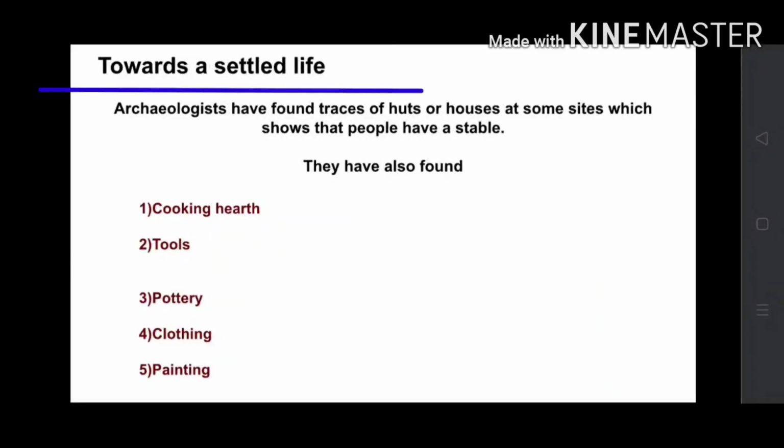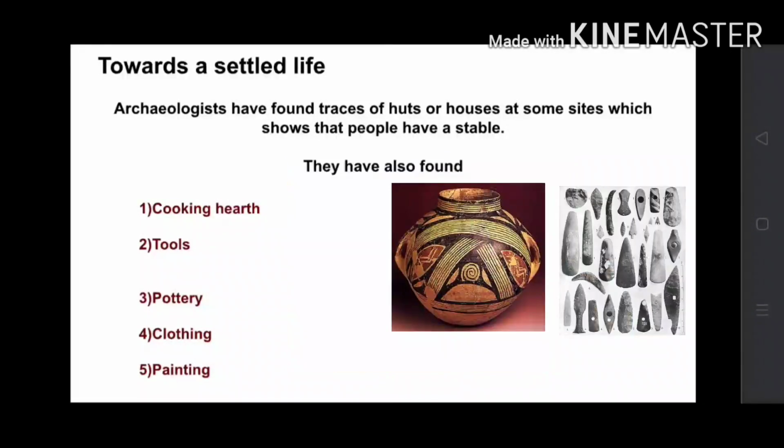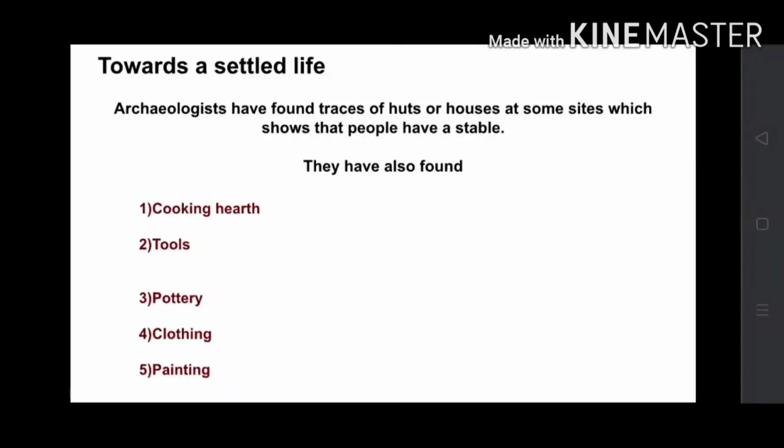Now, towards a settled life, archaeologists have found traces of huts or houses at some sites, which shows that people had a stable life. They have also found cooking hearths both inside and outside the huts, which suggest that depending on the weather, people used to cook food either indoors or outdoors.